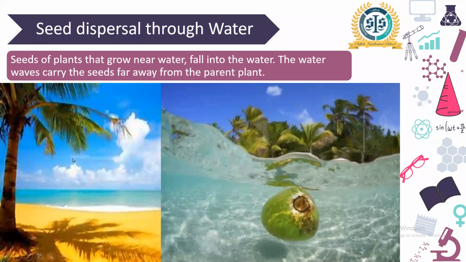Okay, so as you are looking at the image, this coconut plant is growing near the ocean water, and in the second image, its fruit has fallen into the water. These are the water waves, and they are carrying this fruit from one place to another place. It's carrying away the seeds with it, away from its parent plants. So this was the last method that I have told you.